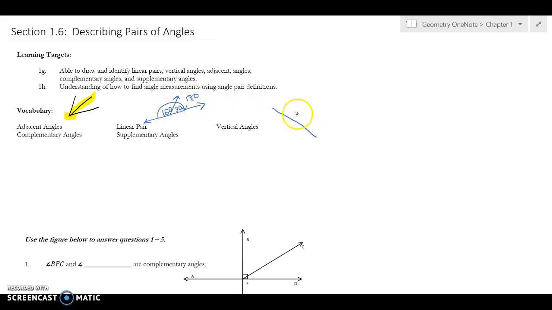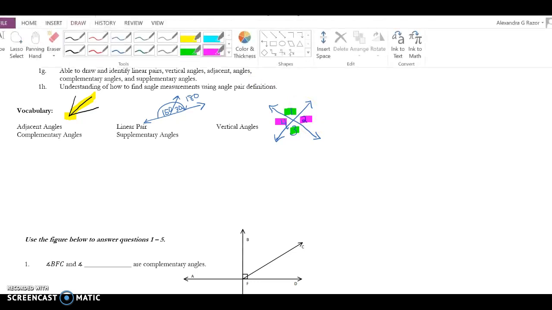Vertical angles are non-adjacent angles from intersecting lines. So here are my lines, and I have angles 1, 2, 3, and 4. The angles that are vertical: 1 is vertical to 3, and 4 is vertical to 2. And so vertical angles are angles that are opposite each other.